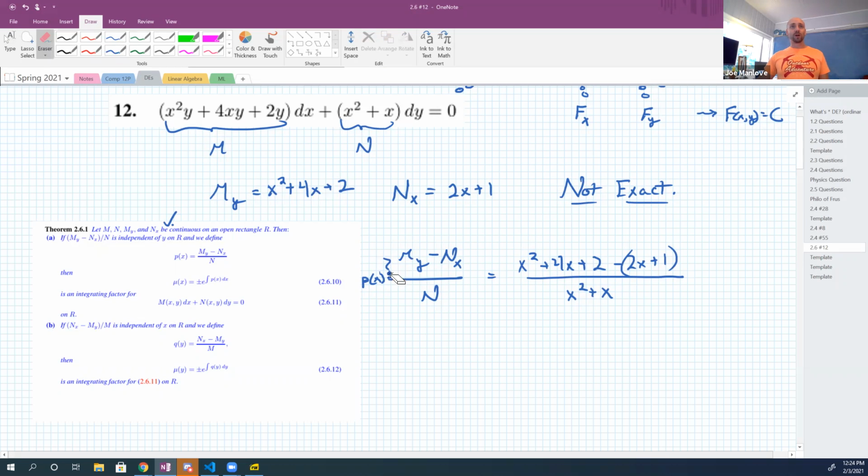So I'm no longer wondering, is this P? I'm saying this is P. Right? P is this thing. The bottom should be x squared plus 1, correct? The bottom should be N, so x squared plus x. Oh, got it. Not N_x. Yeah, not the partial, but the actual N.